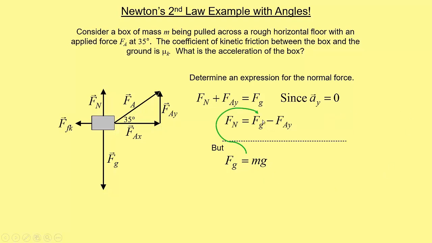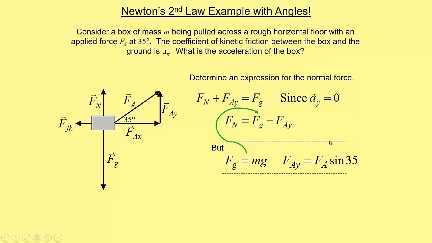F of ay can be rewritten in terms of the applied force and the angle. If we look at our little right triangle vector diagram we have right here, F of ay is the opposite side to the angle. F of a is the hypotenuse, hence we will use the sine function. So F of ay can be written as F of a, the hypotenuse, times sine of 35 degrees.